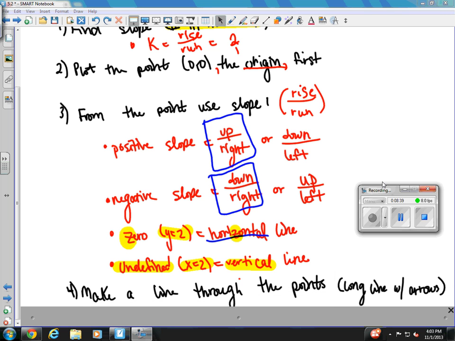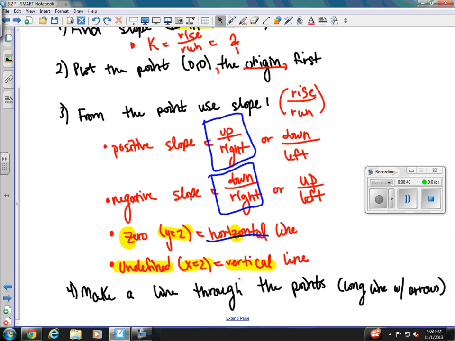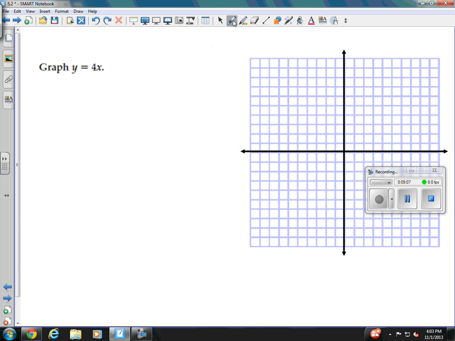And lastly, our fourth and final step says make a line through the points. Just a reminder, we want a long line with arrows on each end. Remember, lines show infinity. They go in all directions. So you want to use your arrows to show that they continue onward. So now it's time to go on to our second example. So example 2 says to graph y equals 4.